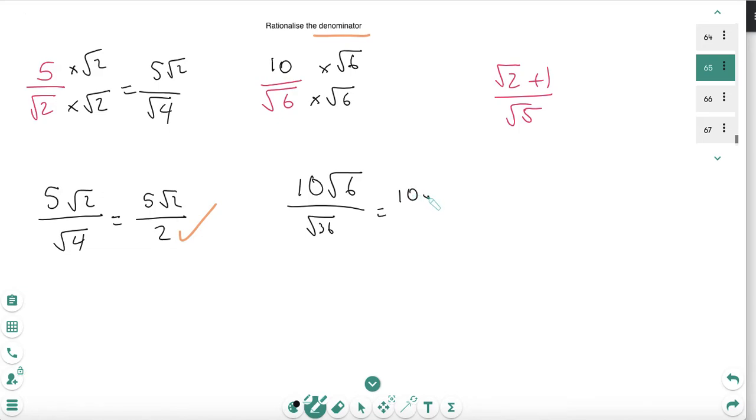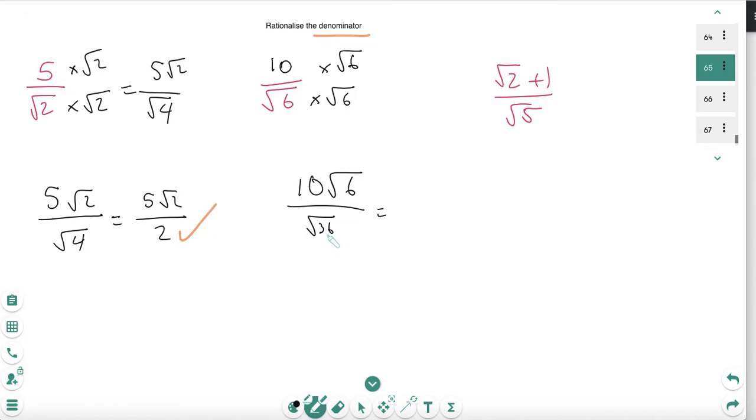Oh, let's look at the top. Can we simplify 10 root 6? Any square numbers that go inside 6? So I know we can do root 1 times root 6, but root 1's pretty stupid. Doesn't really work. The next square number is 4. But 4 times nothing makes root 6. So we can't simplify 10 root 6.